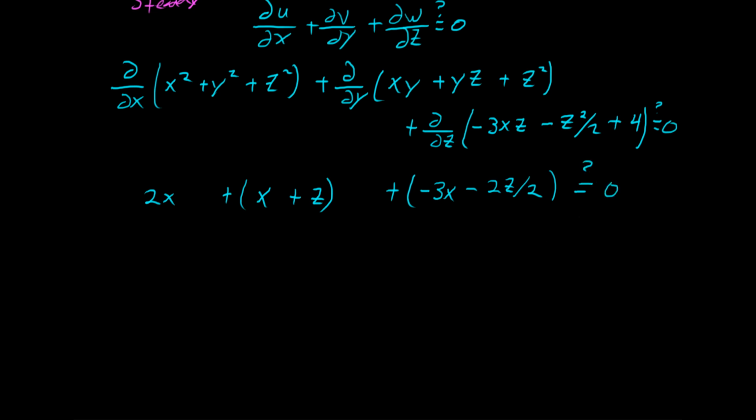So let's real quick look at this. Over here we have 2x plus x, that's a total of 3x's, and here's a negative 3x, so those cancel. And then with z, we have a positive z there and a negative z here, because 2 over 2 is a 1, and so those are also 0, and so the answer is yes. In other words, we did it right.